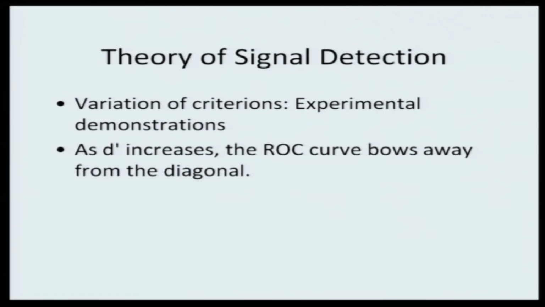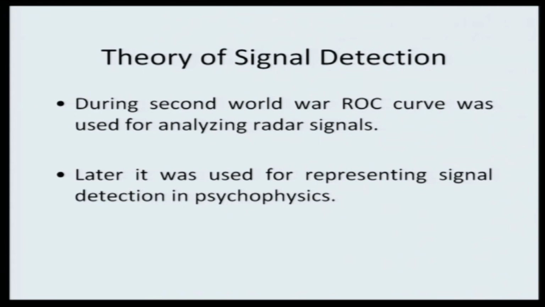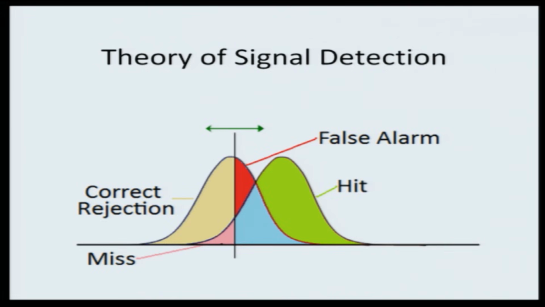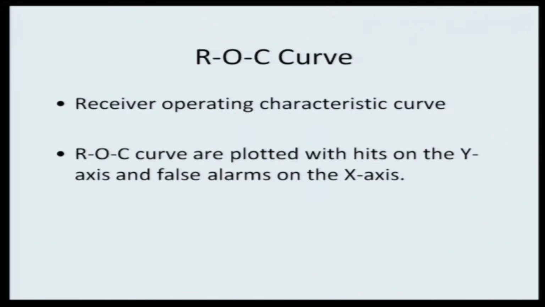If the d prime increases, the ROC curve bows away from the diagonal, and you would realize the practical implication of it, of the fact that during the Second World War, the ROC curve was used for analyzing radar signals, no? And of course, now we talk about it fondly in our discussion on signal detection in psychophysics. So, you see the graphical representation here: the correct rejection, false alarms, hit and the miss, that is defined by the theory of signal detection.